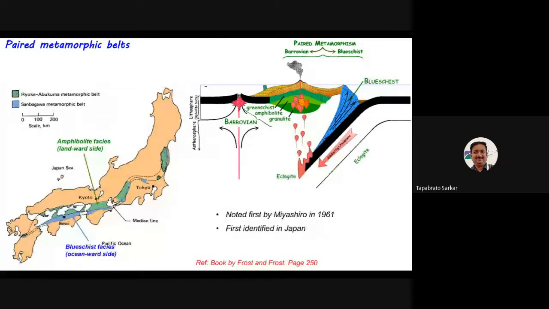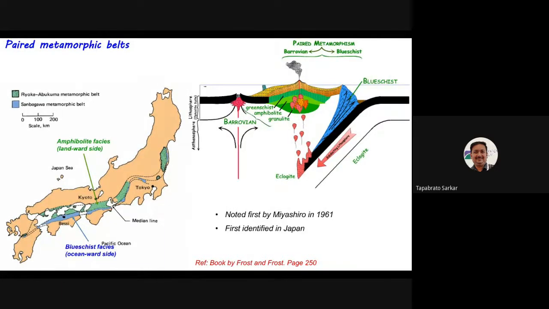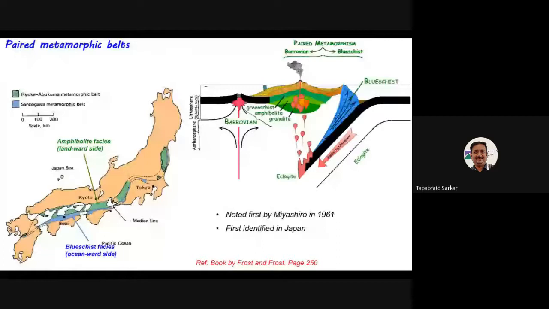Now the question was, in what kind of situation can you find two metamorphic rocks of contrasting pressure temperature conditions side by side, and what does it indicate? Okay, so a narrow belt of the blue schist rock, and the narrow green one is the green schist rock. It was first noted by a scientist Miyashiro in 1951 in Japan, and later it was found that it is a very interesting phenomenon and gives very important information.